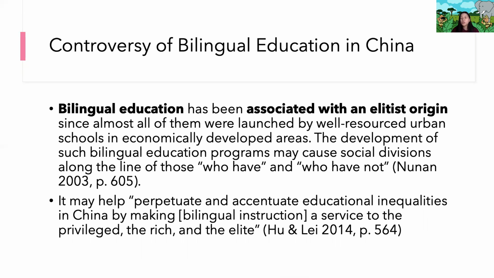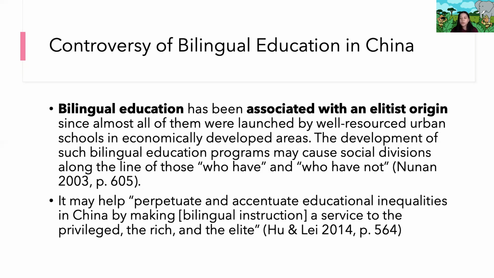China is really huge, and different regions have different policies and economic status. So oftentimes bilingual education is launched in the southeastern area versus the western area, a vast area. Those areas lack educational resources and teaching resources. So the development of bilingual education programs may cause social division along the line of those who have and those who have not. This is one of the concerns.